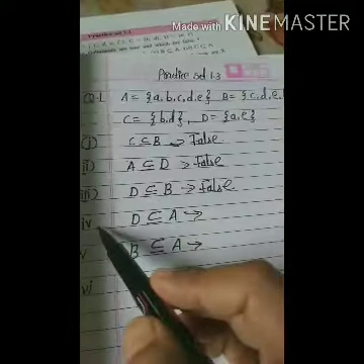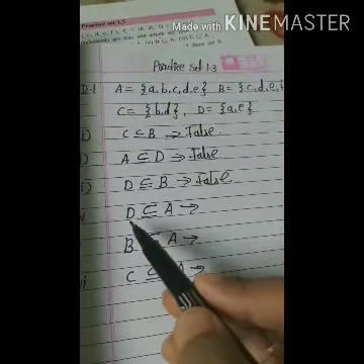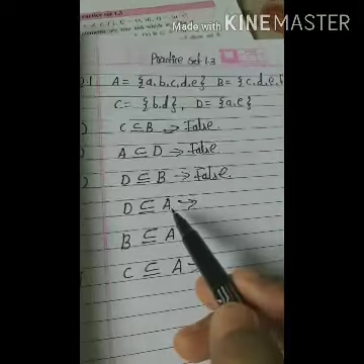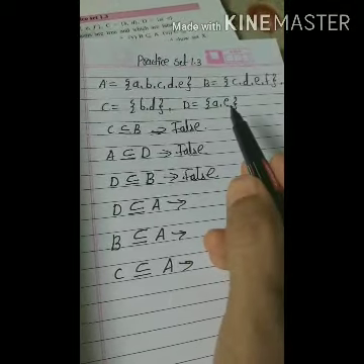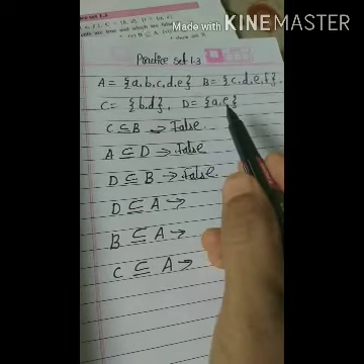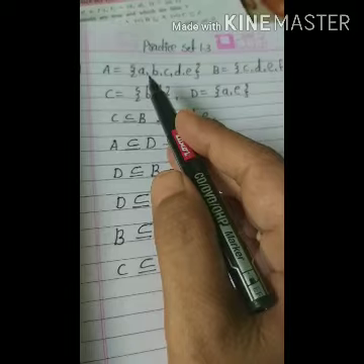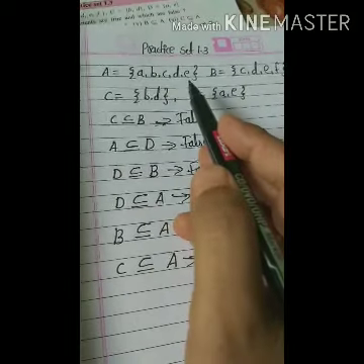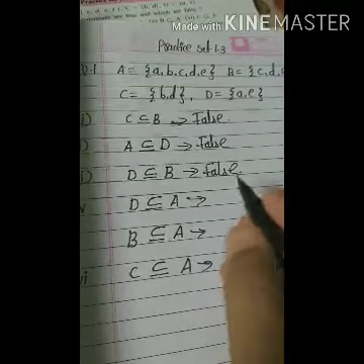Now, fourth one. D is a subset of A. It means all the elements of D should be present in A. Let's see now. D, what is there? A and E are there. So, A, E, both the elements are present in A. See, A and E, both are there. So, it means the fourth one is true.